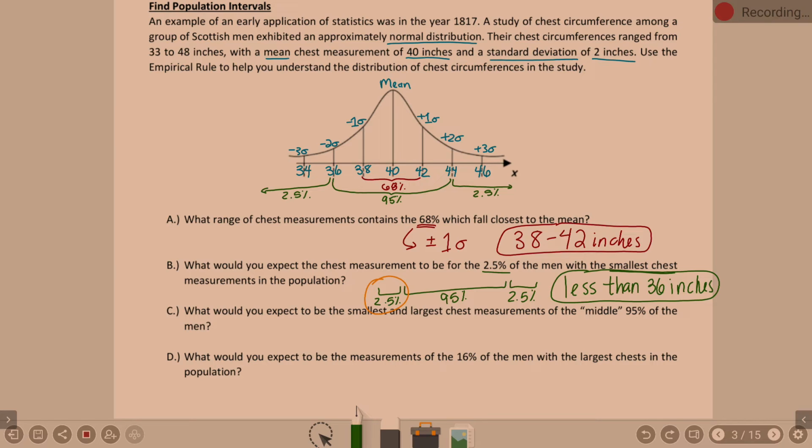What would you expect to be the smallest and largest chest measurements of the middle 95% of the men? This one isn't too bad, actually. 36 and 44. Yes? Because 36 and 44 are right there at 2 standard deviations, right? When it's asking for 95%, realize that is plus or minus 2 standard deviations. And so smallest would be 36 inches, largest would be 44 inches.